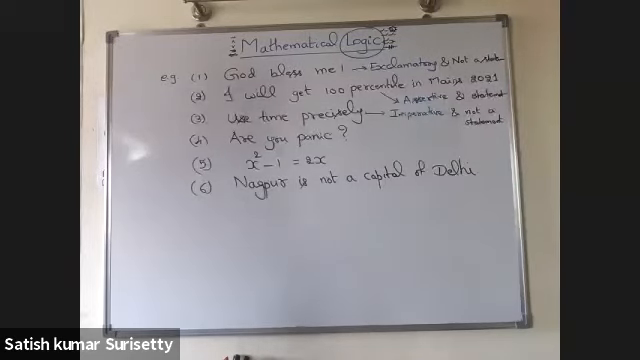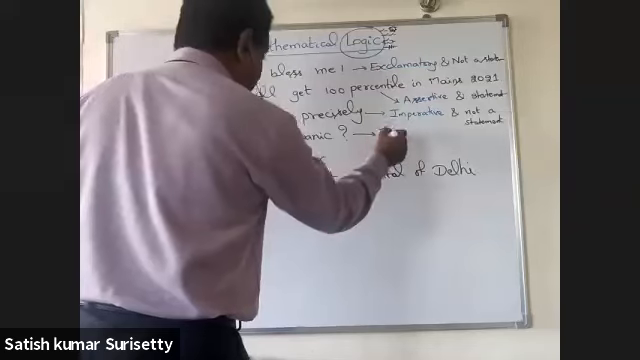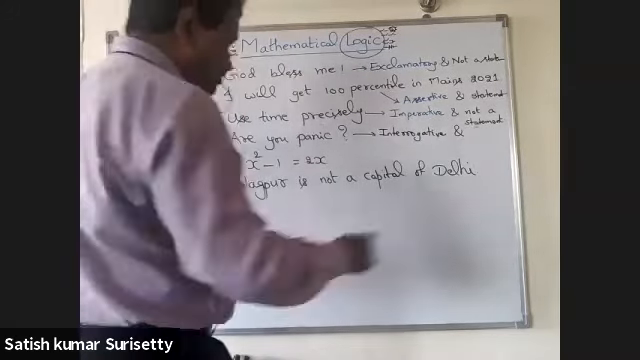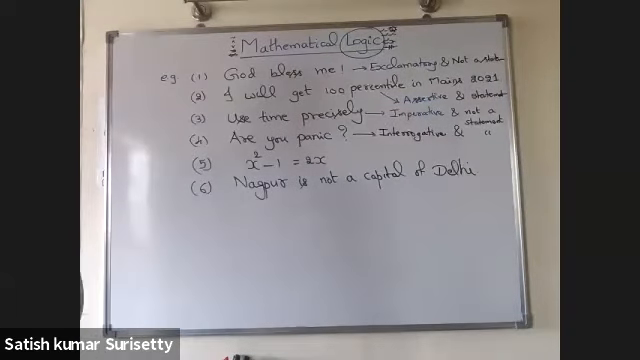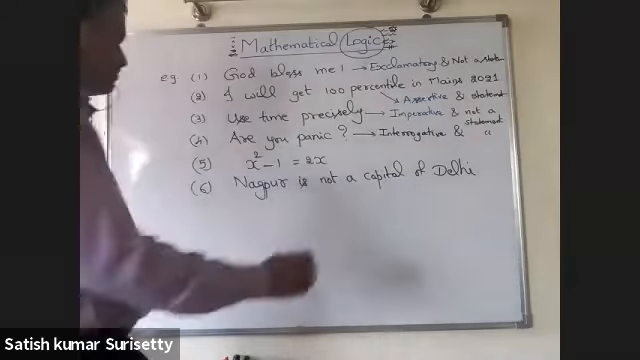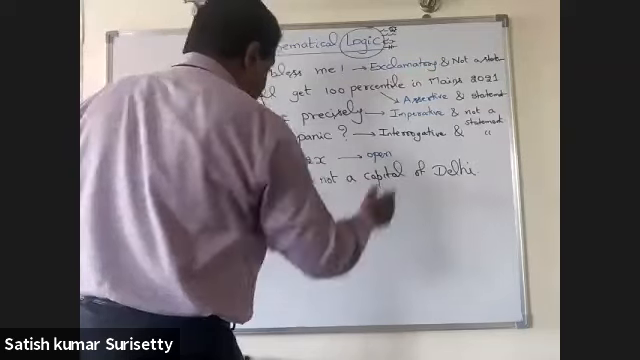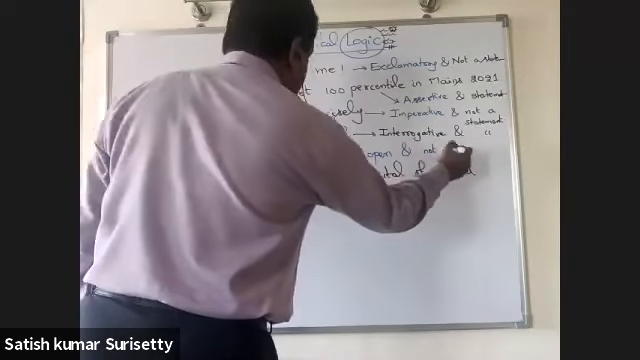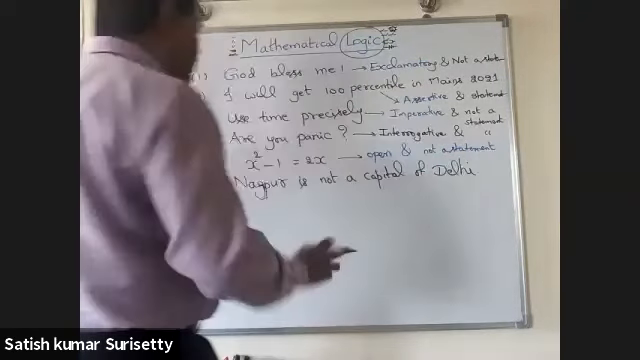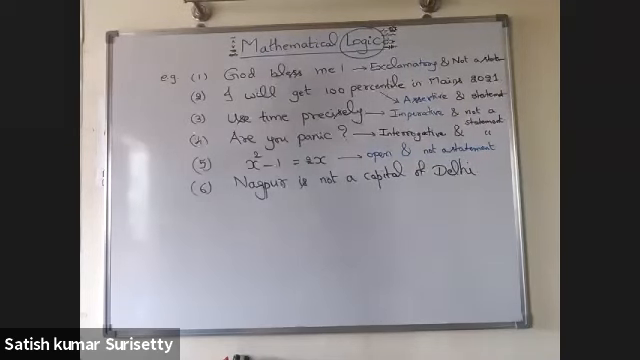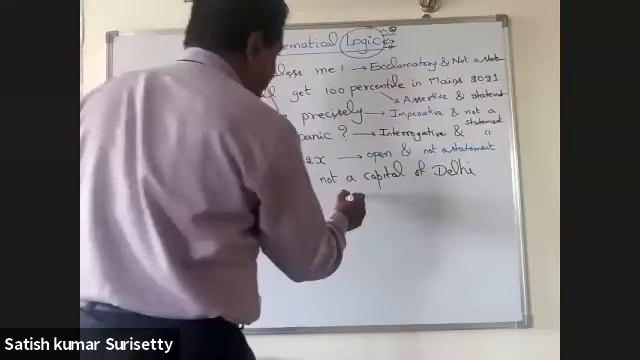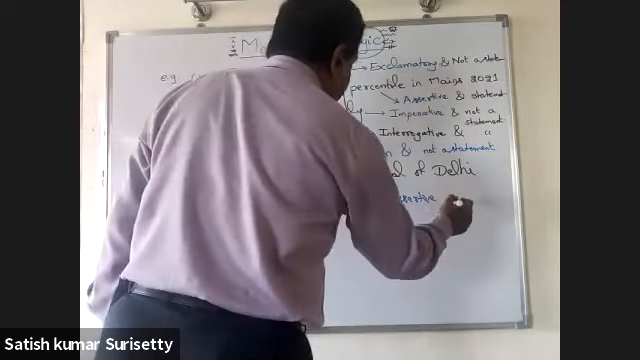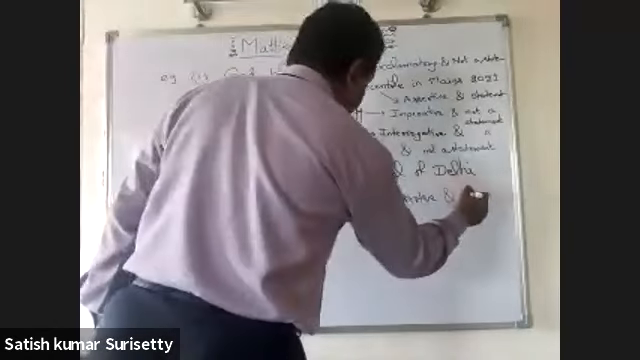Now, next, fourth. Are you panic? Interrogative. Is it a statement? No, it is not a statement. X square minus 1 equal to 2x. It's an open sentence. Now, is it a statement? No, not a statement. Unless you say anything about x, only then it becomes a statement. Next, Nagpur is not a capital of Delhi. Assertive or declarative. Is it a statement? Yes, it's a statement.